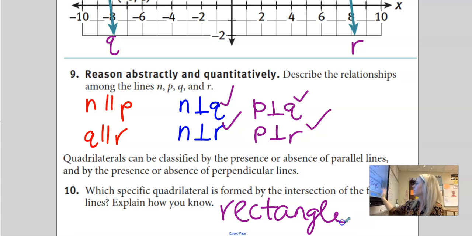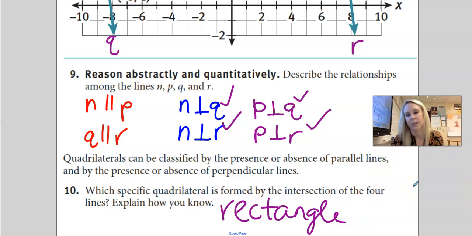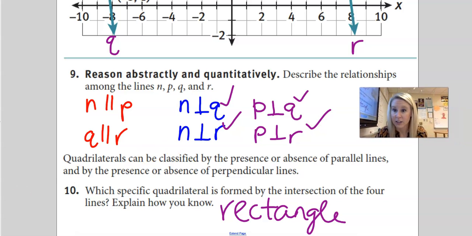Maybe you said square, but again, a rectangle is the shape in which you've got perpendicular lines and parallel lines to create right angles. Okay. All right. So that is the lesson. That was kind of a lot.